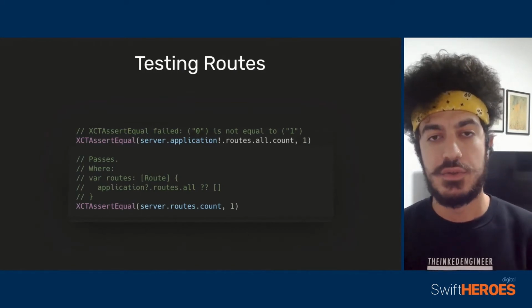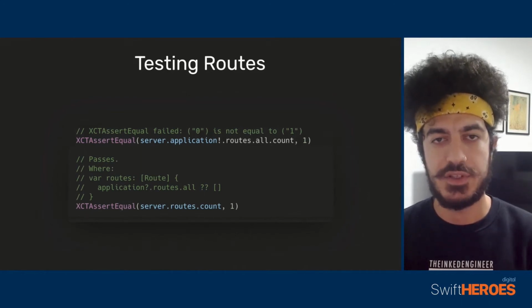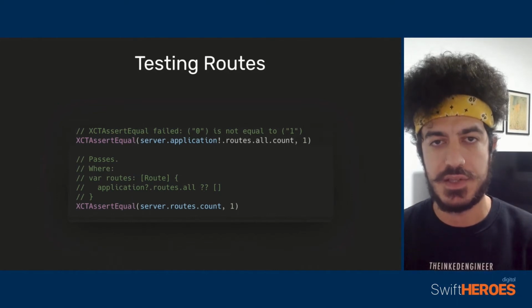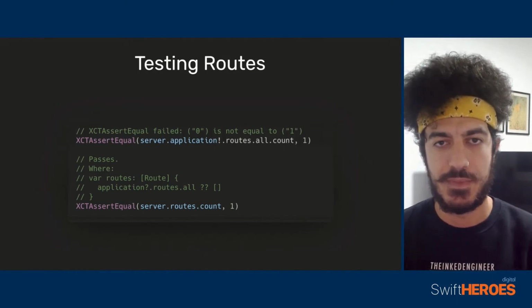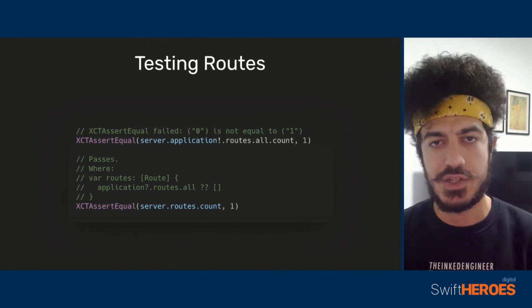Another problem we ran into was during testing. As you can see from this example, these two assert functions do the same thing. However, one passes, the other doesn't. In the first one, which does not pass, we try to access the routes from inside the application instance inside of the server instance. The second one, we create a computed variable inside of the server instance that accesses the application instance and its routes. And for some weird reason, the second test passes and the first doesn't.